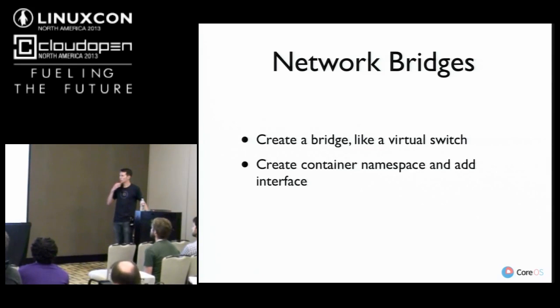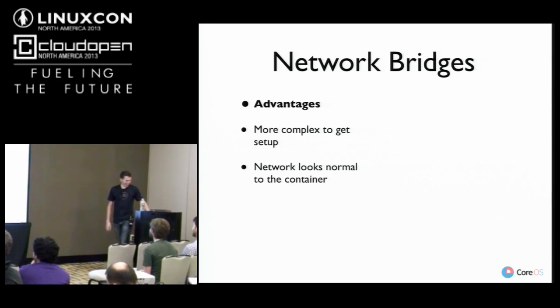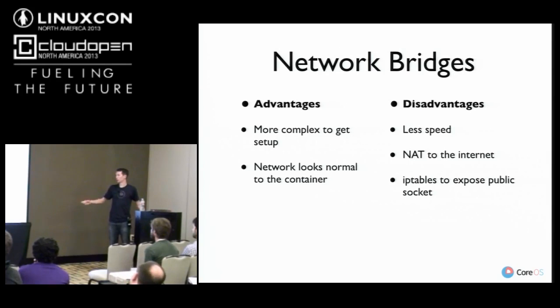And comparing that to network bridges, the network looks normal to the container, and the disadvantage is that it's more complex to get set up. You get less speed because you're going through a bridge. You're possibly NATing to the internet, which can make configuring some services a lot more complicated. Hadoop and stuff do not enjoy being NATed, for example. And you need to use iptables to expose to a public socket. So you can't just open port 80 and then suddenly get Nginx traffic. You need to set up iptables via the bridge to your container.